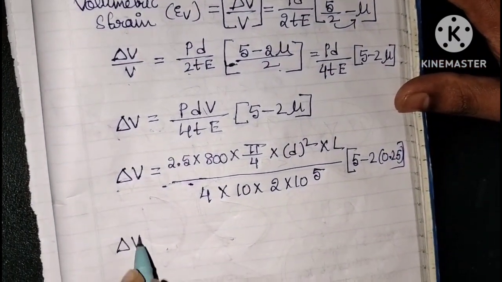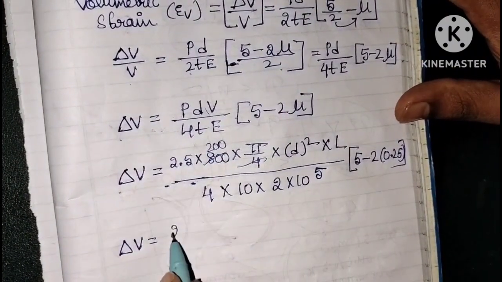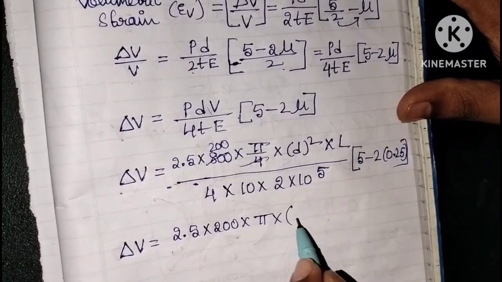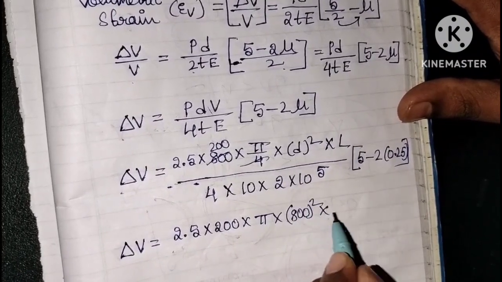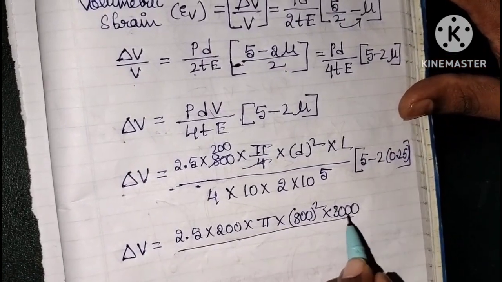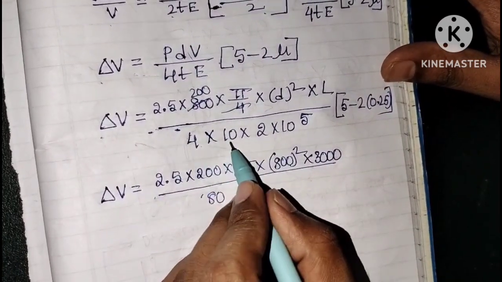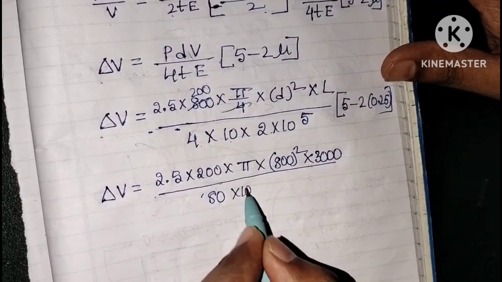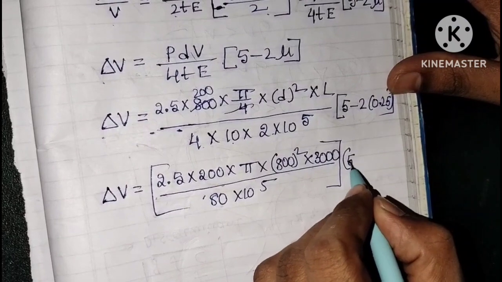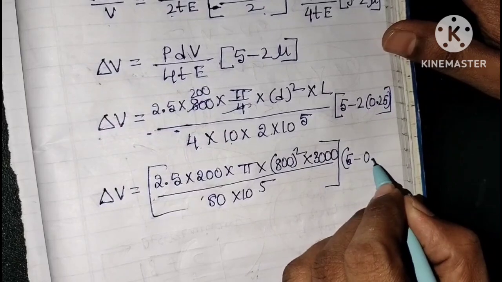Okay, so 2.4 ones are 200, so 800. So 2.5 into 200 into pi into diameter 800, so 800 whole square into L, means length of the cylinder. Length of the cylinder 3 meters given, so in mm 3000 mm. So meters must be converted to mm, because uniformity must be maintained in units. 4 into 10 is 40, 40 twos are 80 into 10 to the power of 5. So all units must be uniform, all the same. 5 minus 2 into 0.5, so 2 into 0.5 is 0.50.